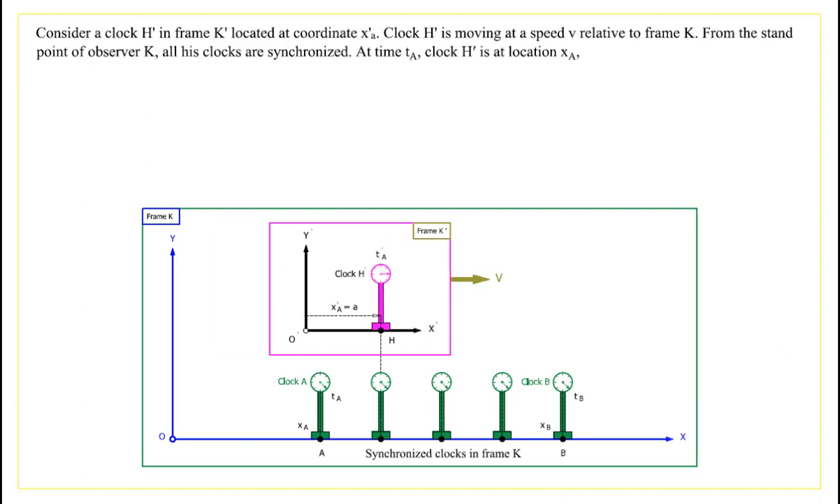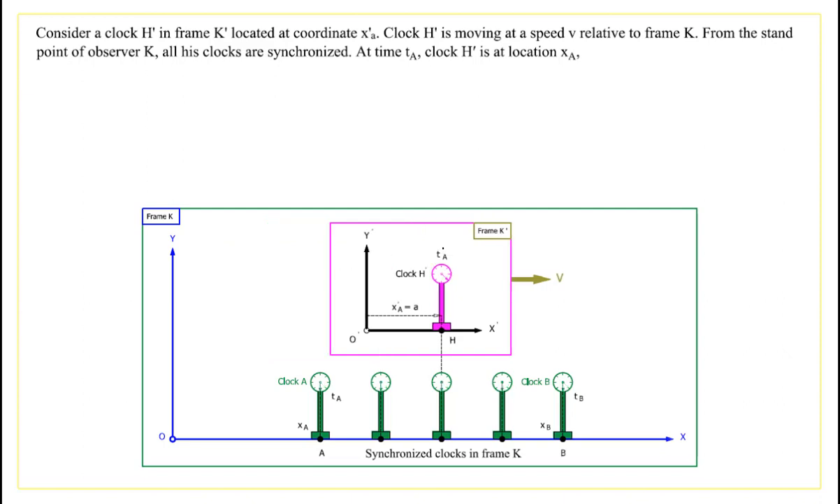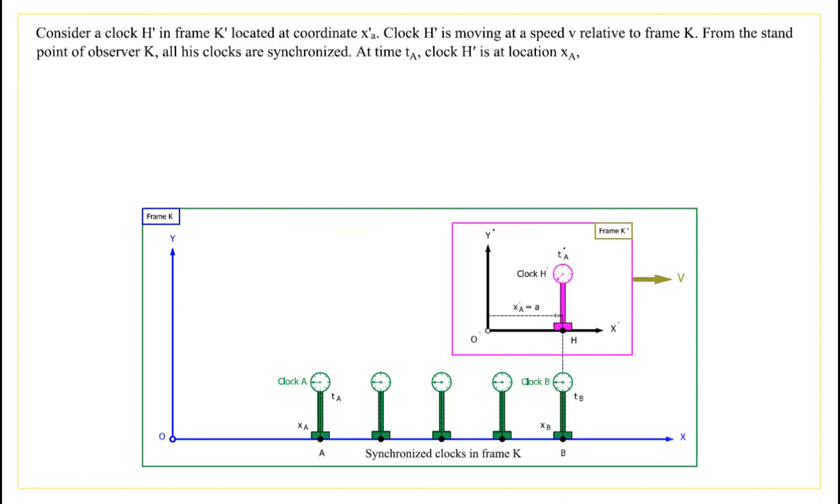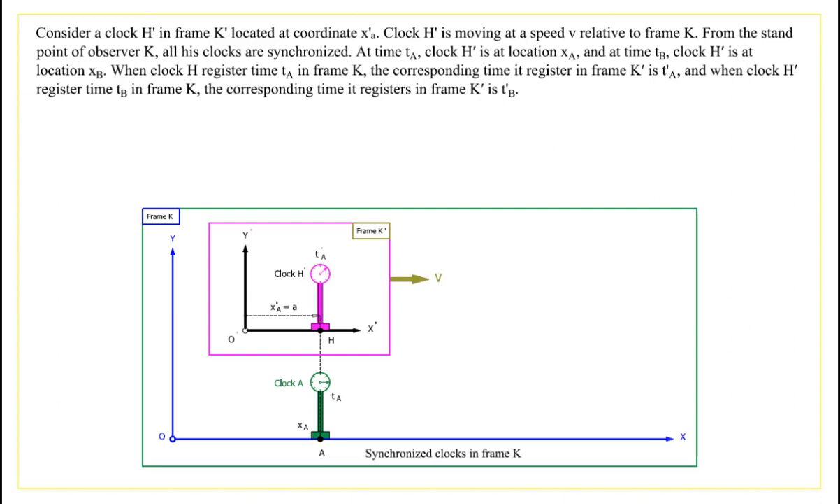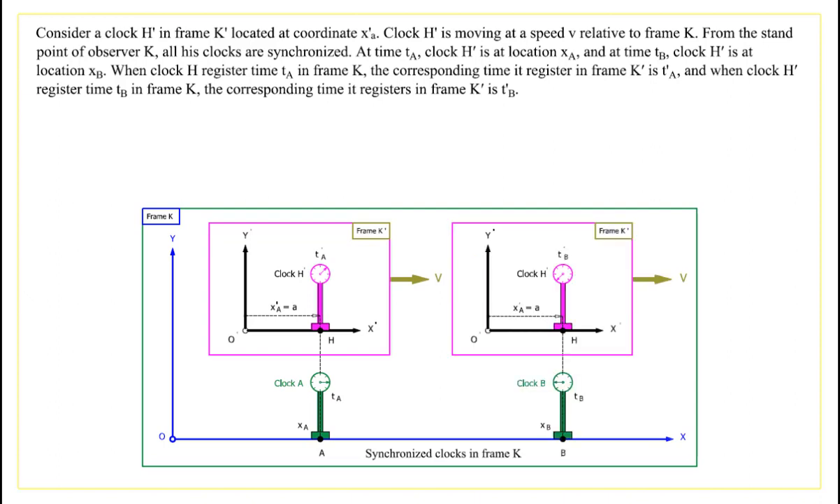The clock h' passes by a sequence of synchronized clocks in frame k until it reaches clock b at time t'b. So at time tb, clock h' is at location xb in frame k. When clock h registers time ta in frame k, the corresponding time it registers in frame k' is t'A. And when clock h' registers time tb in frame k, the corresponding time it registers in frame k' is t'B.